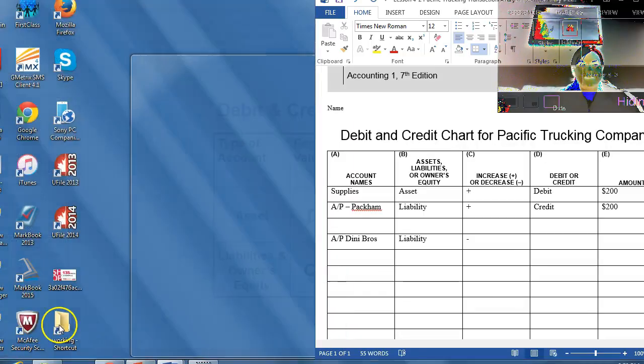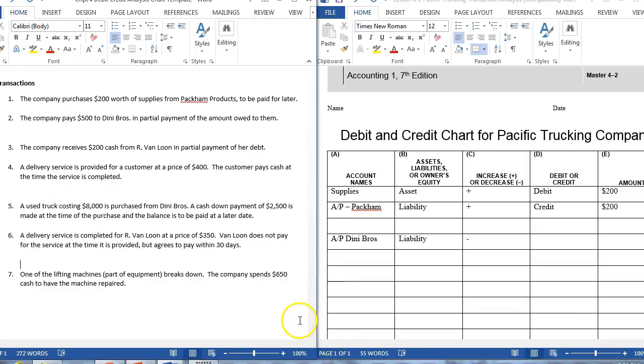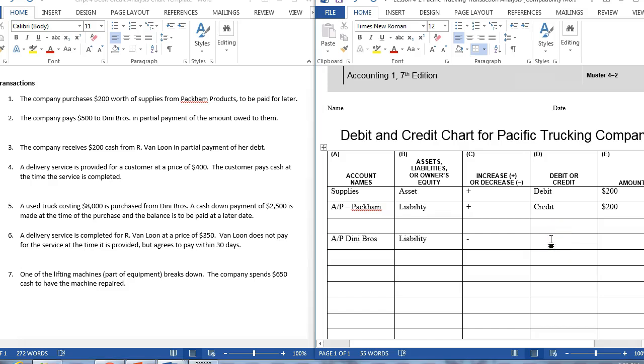So we go back to here, and we're going to write here debit. And we're going to debit that account for $500.